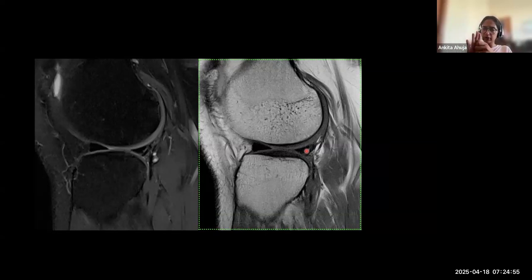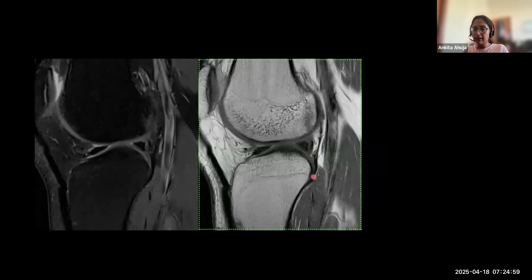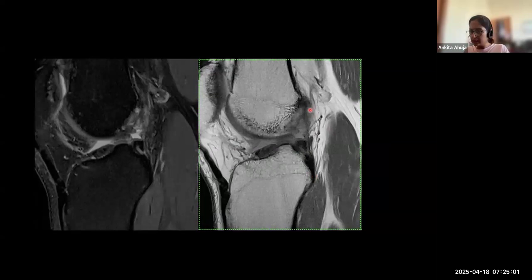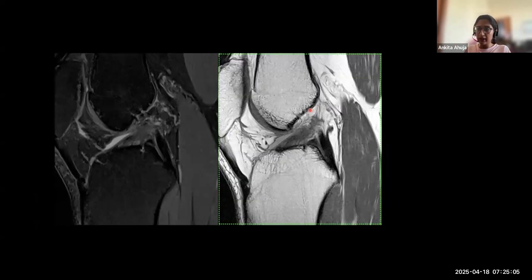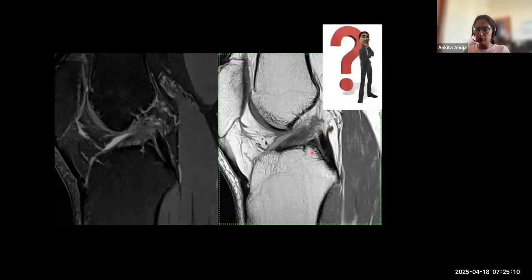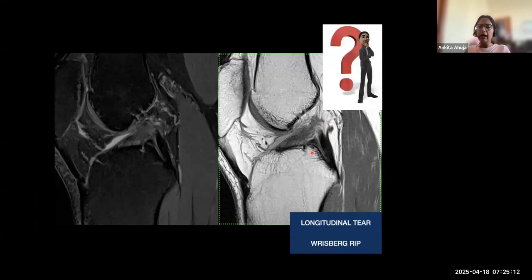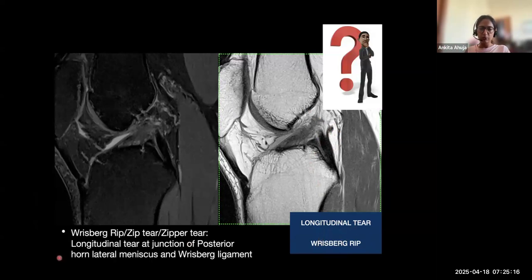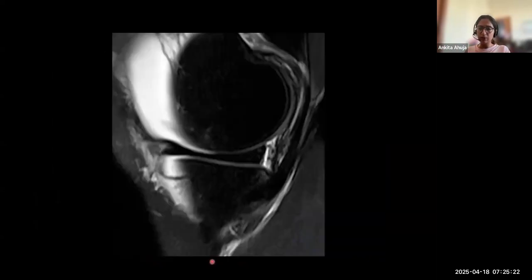So the Risberg ligament, which is attaching till here, just rips off. So that's why this is also called Risberg lip. So basically nothing exceptionally great. It is a longitudinal tear only, which is between the Risberg ligament and the posterior horn lateral meniscus, and that's why it has a name called Risberg rip. So Risberg rip is just at the junction of posterior horn lateral meniscus and Risberg ligament. So this is your Risberg rip.